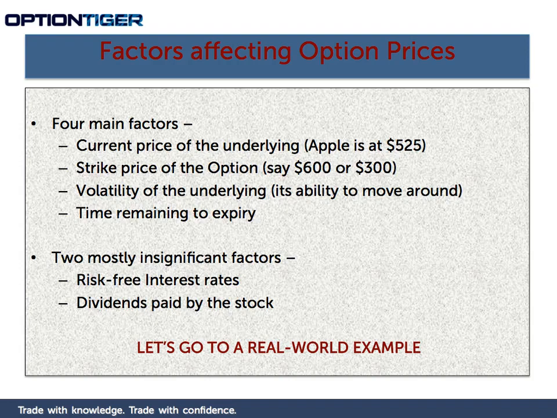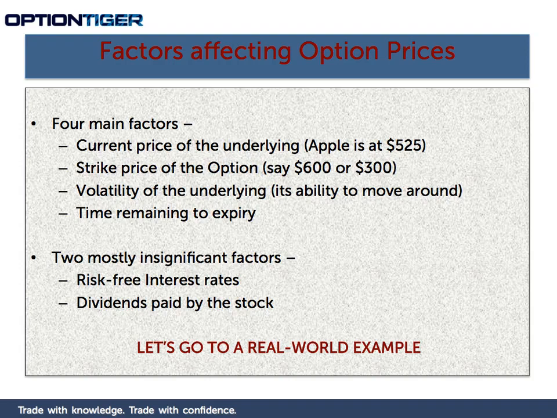And finally, the 4th factor is the time remaining to expiry. And this again is pretty intuitive. If you have 30 days remaining for an option to expire, and if you have 60 days left for an option to expire, obviously the option that has 60 days is going to be more expensive. And that's because there's more time remaining. So the time value is more.